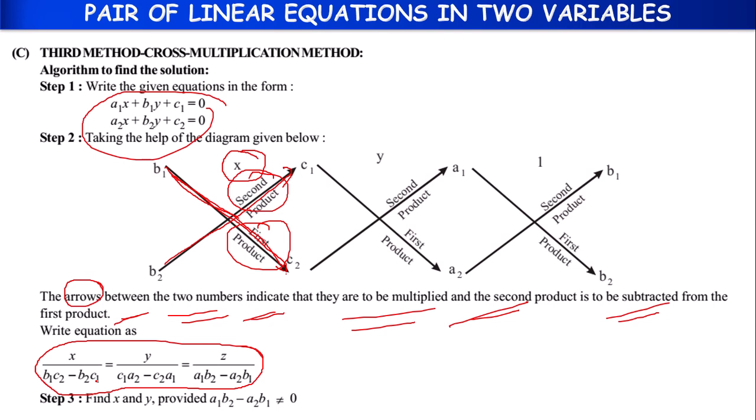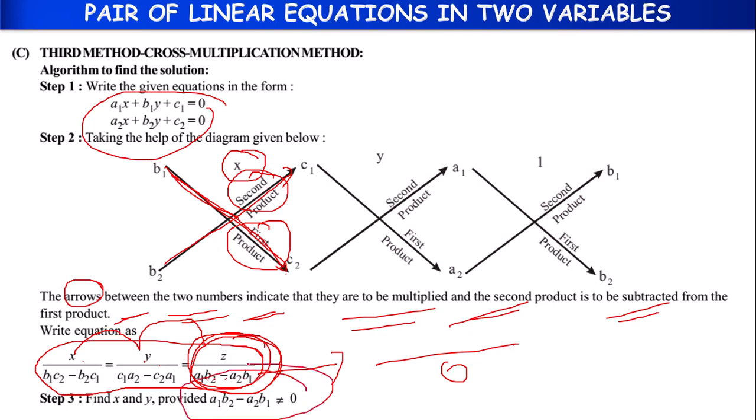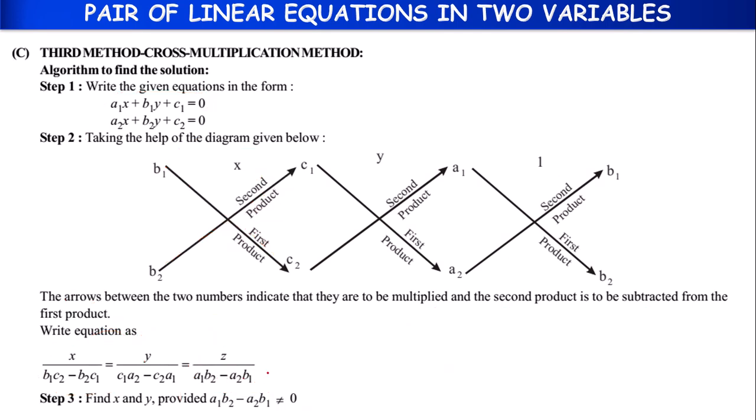So here, children, this value a1 b2 minus a2 b1, this denominator value will never be 0. If it is 0, this will be undefined. This does not exist. If this does not exist, because these two are equal to this one, these two also do not exist. So here we can find x and y, but the condition is that a1 b2 minus a2 b1 should not be equal to 0.